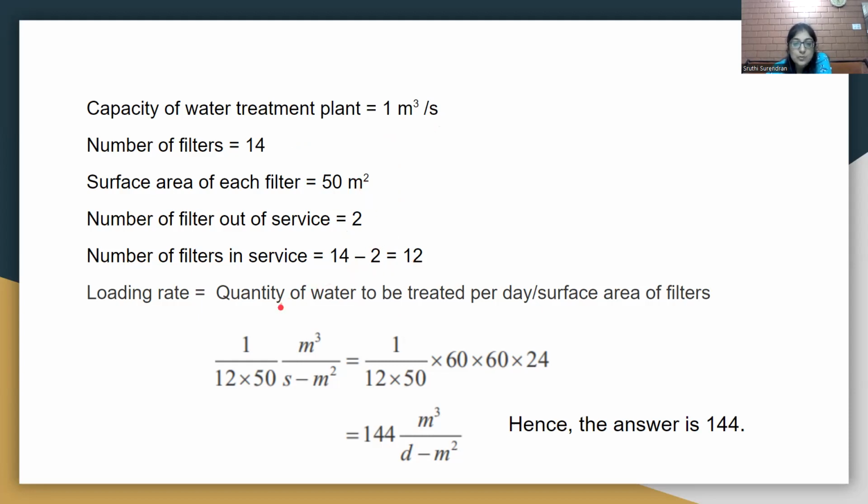Now loading rate is to be given in terms of meter cube per meter square day. So when we divide this value by the area of the tank, we will get the loading rate. This value, since it is in meter cube per second, we'll multiply it to convert it into meter cube per day. After the conversion, we are going to divide by 12 into 50, which is the total area of the filter media, and that gives us the surface overloading rate, which is 144.